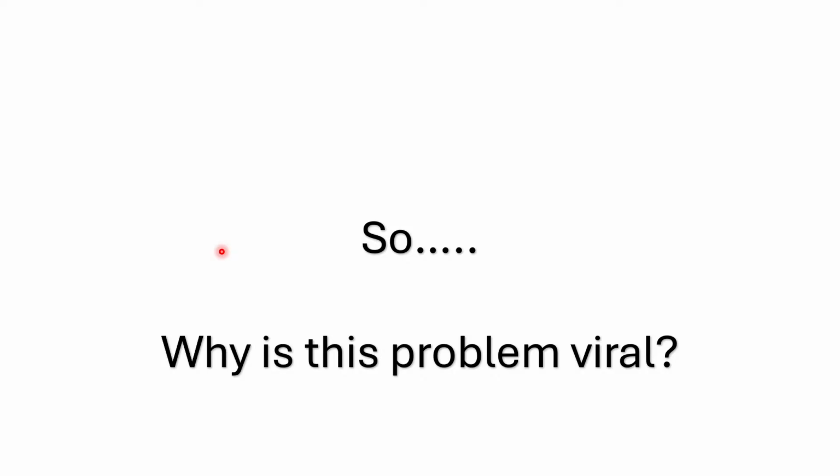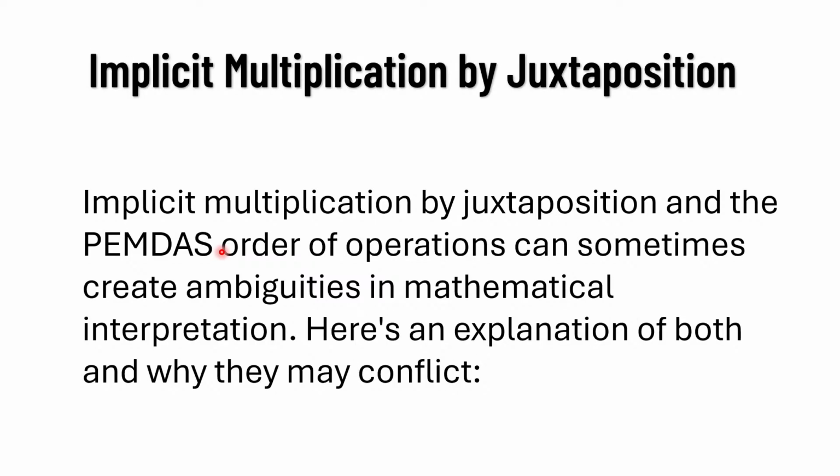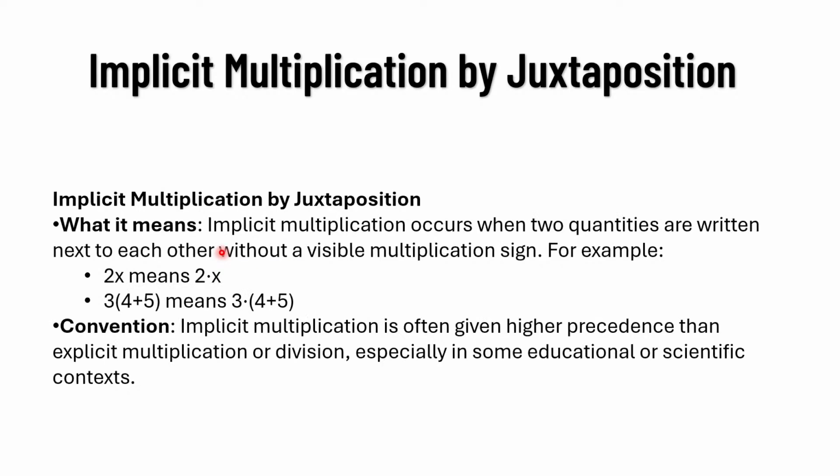But why does this problem become viral? Because there's a lot of people out there that will argue that it's not 300. So why would they argue that it's not 300? Well, there's this thing called implicit multiplication by juxtaposition. It's not that common. It's implicit multiplication by juxtaposition and the PEMDAS and BODMAS method of order of operations. This can create some ambiguities based on mathematical interpretations. And so I'm going to try to explain why these could conflict.